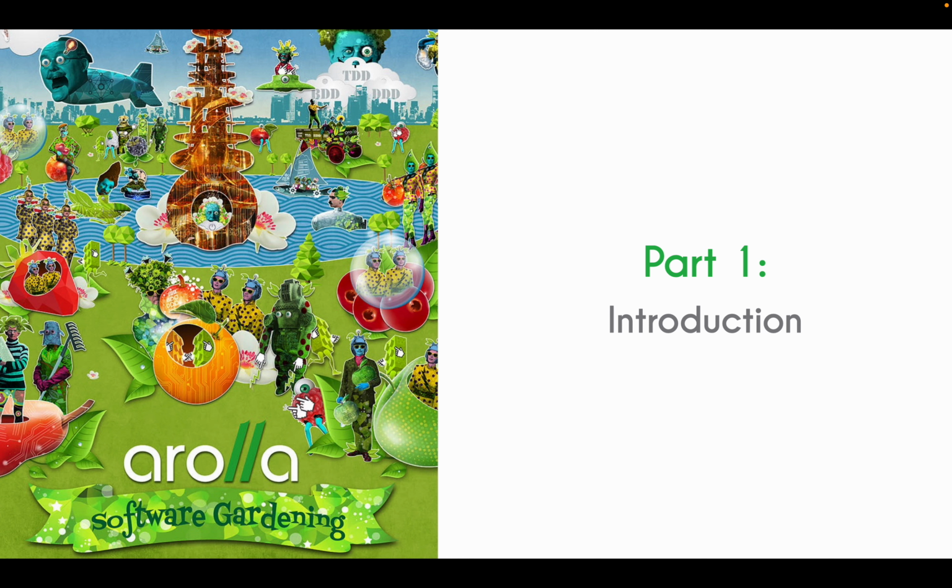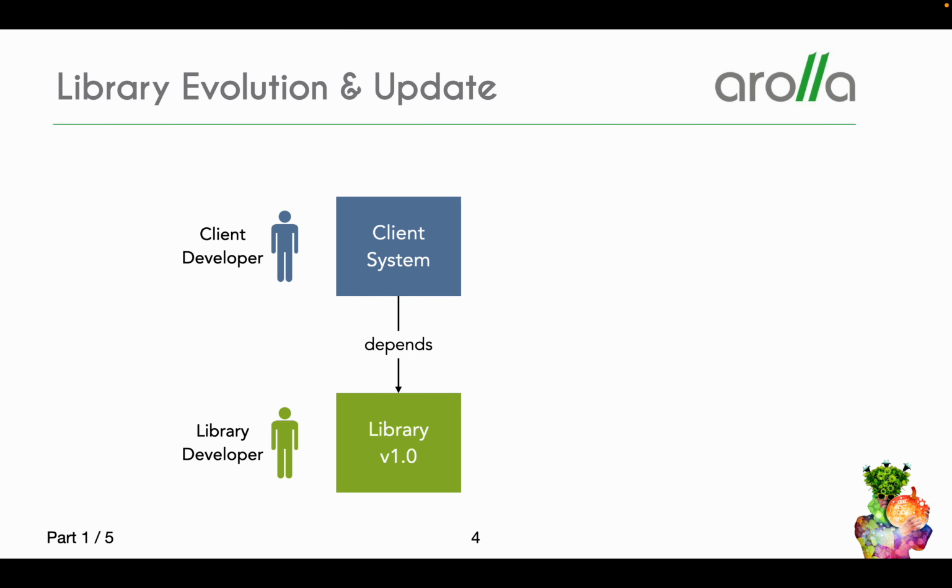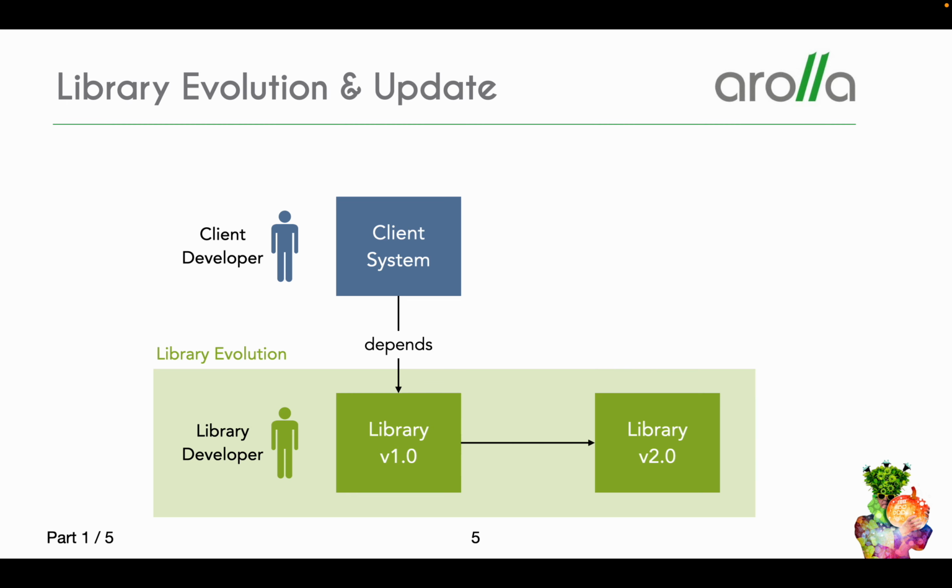I will start by introducing the problem of library update and the basic terminology that was used in our research. So here in this slide, you can see a simple scenario where a client system depends on some external library. We call all developers that develop the client system client developers, and all developers that maintain the library library developers. After some time, the library releases a new version, and this process is called library evolution.